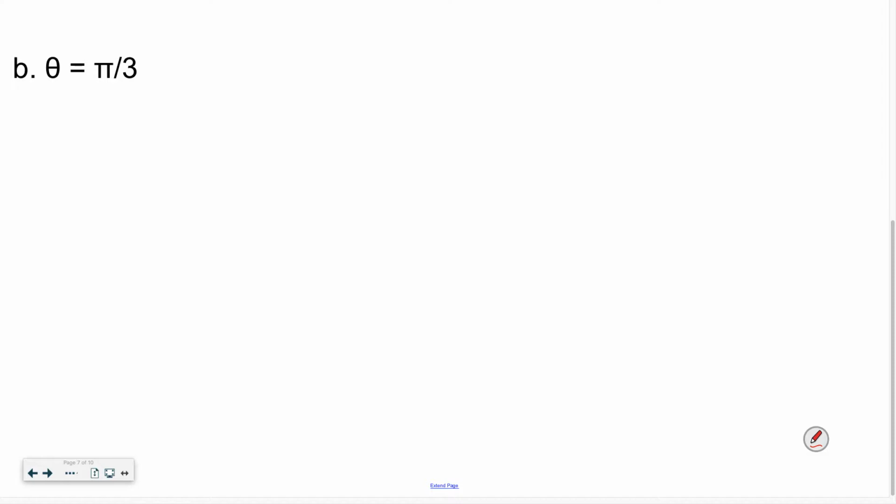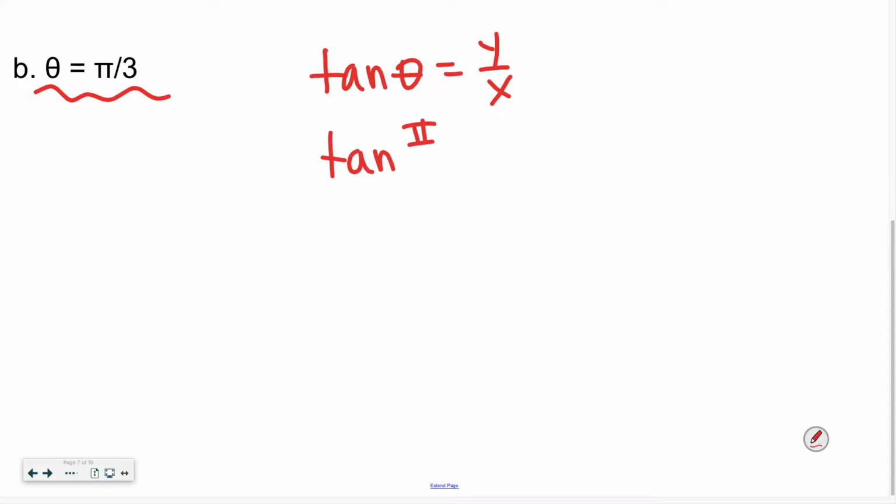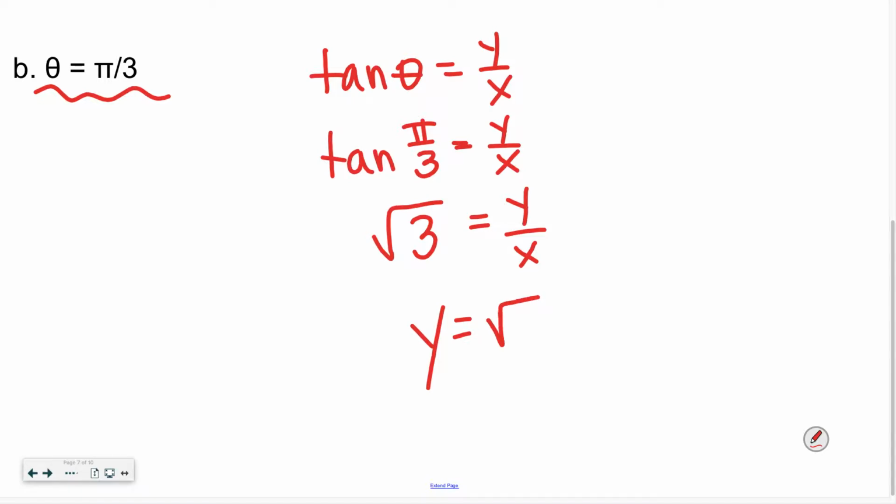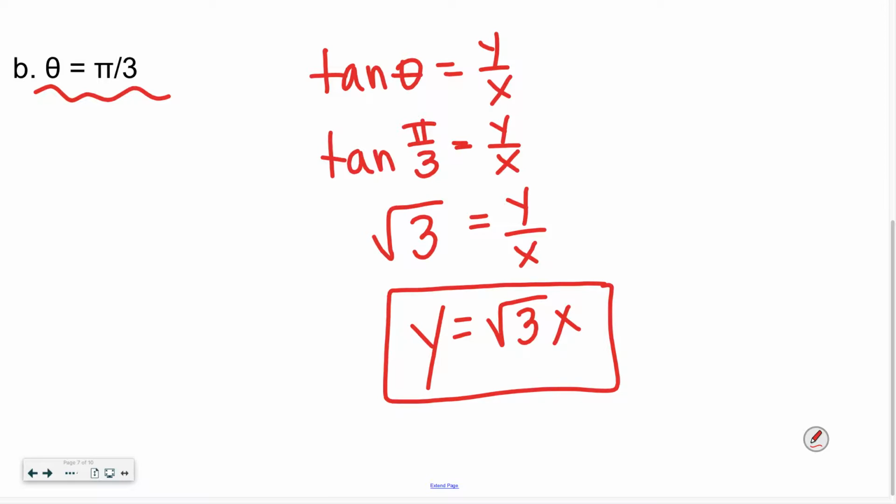We have the whole tangent thing, huh? Okay, what do we know about tangent of theta equals y over x? Is that right? Yep. Okay, well here I have theta is pi over 3. So we can write the tangent of pi over 3 is y over x. Well, what's the tangent of pi over 3? Radical 3. So what we have is a line with slope radical 3.